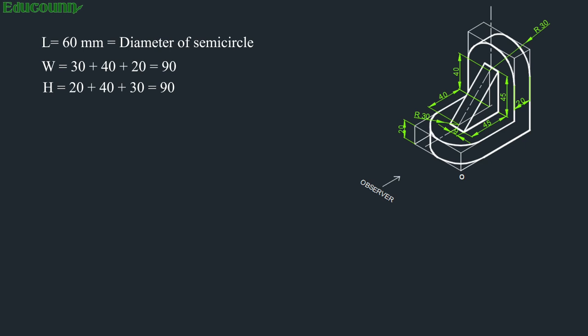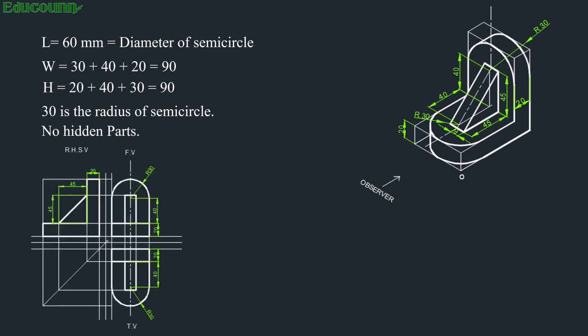According to the position of the observer shown there, it will be indicating the front view, and according to this front view, RHS view should be preferred here. You can see that 30 is the radius of the semicircle. According to that, diameter will be 60. So no hidden parts are there in this object. Entire views will be shown by the visible part. The solution is shown here in the figure.